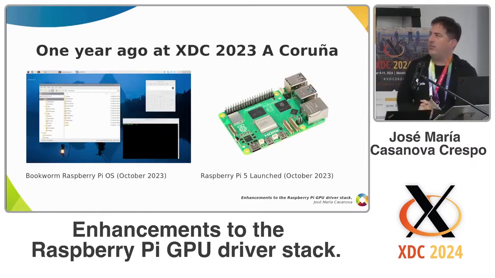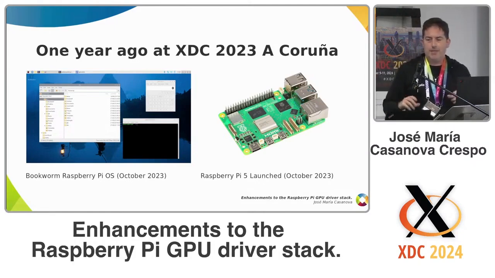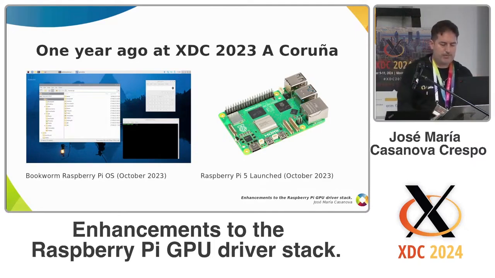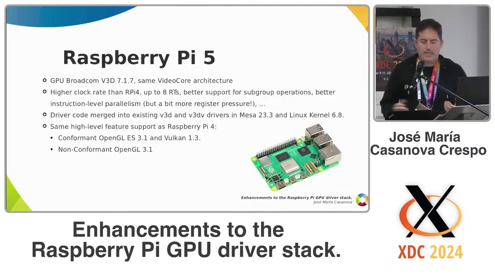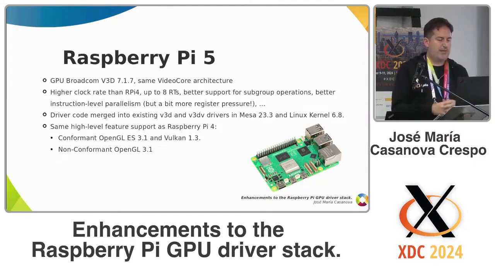So, it was one year ago, at the previous SDC in 2023, that the Raspberry Pi 5 was launched in October. At the same time, a new version of Raspberry Pi OS was launched, whose main highlight was that the desktop was using Wayland by default for the first time. So this new hardware, the Raspberry Pi 5, is a new evolution from the previous model, the Raspberry Pi 4.